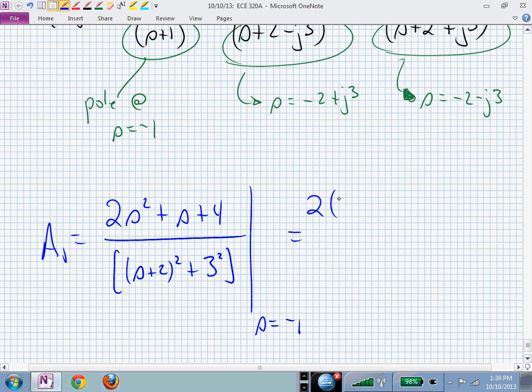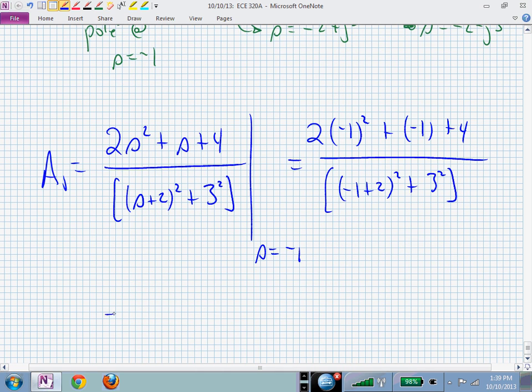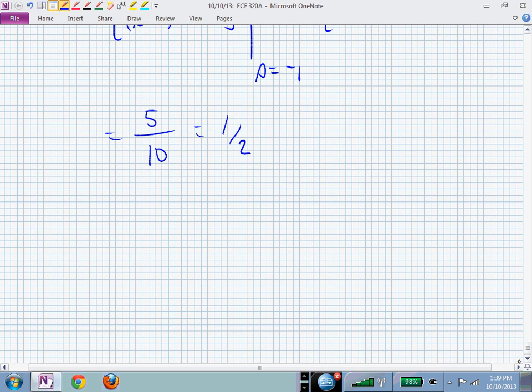So this is now 2 times -1 squared plus -1 plus 4 all over -1 plus 2 squared plus 3 squared. Upstairs I have 6 minus 1, or 5. Downstairs I have 1 squared plus 9. So A1 is 1/2. Is that okay? I now know what my e to the minus t term has as its coefficient in the time domain.